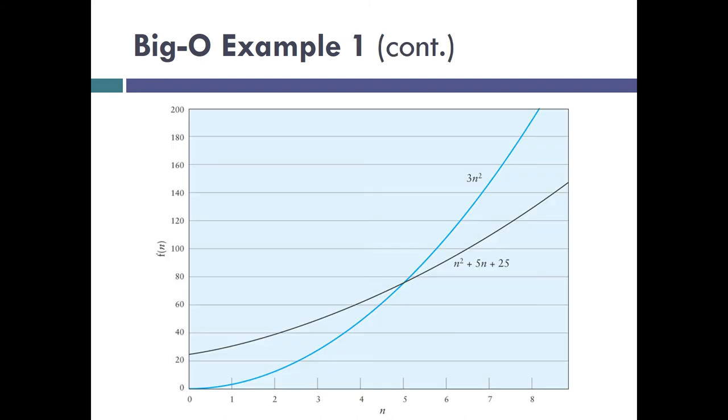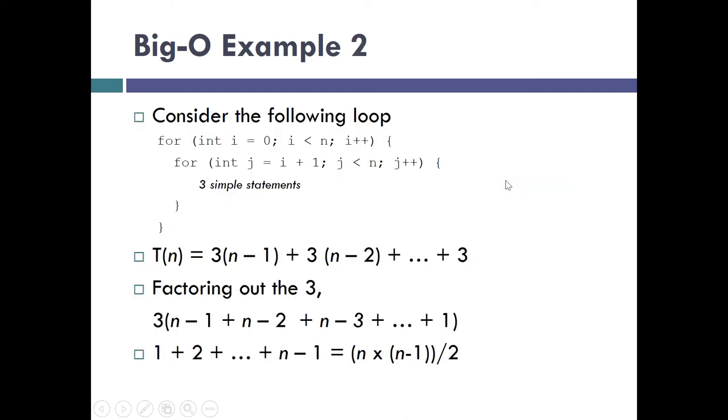So I find it easier to basically say, here is the graph of the algorithm we just went through. And once we pass this point, once we pass an input of size 5, it will never be worse than 3n squared. Right? That's all this really comes down to.